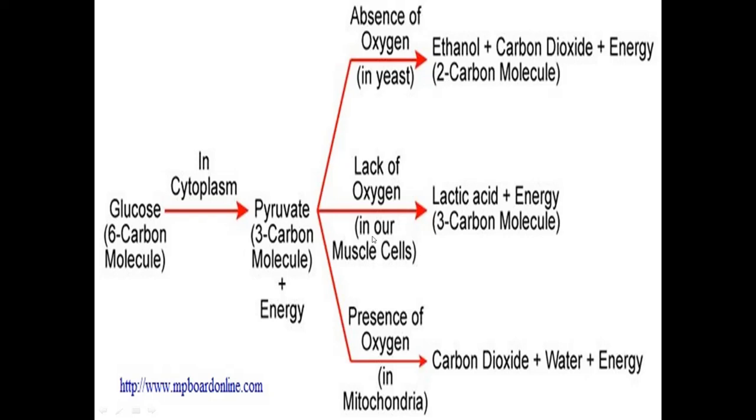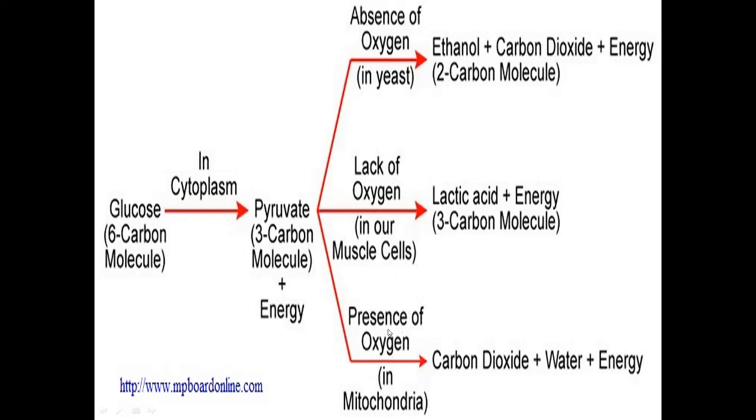Here again, in the form of a chart, it is very easy to learn. Glucose in the cytoplasm breaks down to pyruvate. This is a common step. Then the fate of pyruvate depends on whether it is in the absence of oxygen, lack of oxygen, or presence of oxygen.